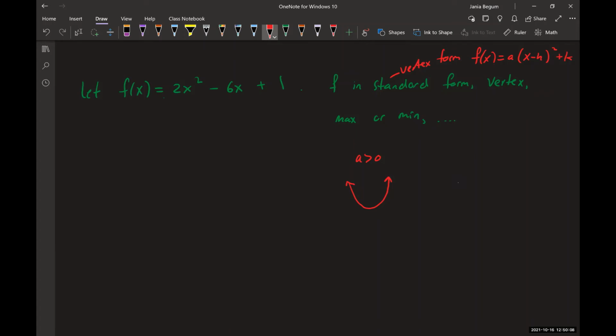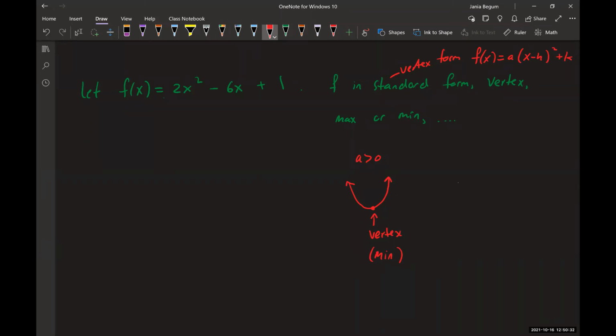So if a is positive, we have a nice parabola looking this way. That means our vertex is this point. So is that a max or min? Minimum. So this would be a min. All right, so we already know all of that. Now let's go ahead and find the standard form of this.